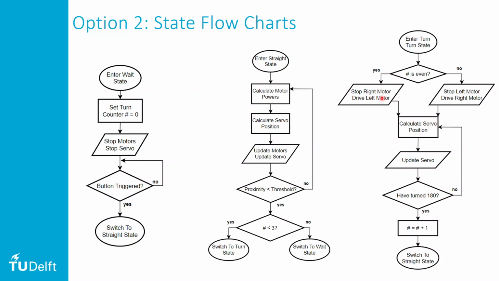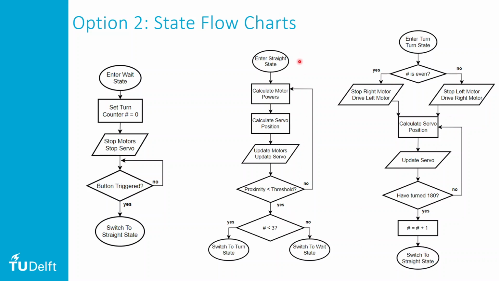The left and right motors are still just doing what we last told them to do. We calculate the new servo position, we update the servo, we check if we've turned 180, maybe not, do again, until eventually we have turned 180. At which point, we increase our turn counter by 1, because we've now completed 1 turn. And then we go back to the straight state. And we do the whole thing again, but now hash is equal to 1. So it is not even, which means we go here, we stop the left motor, we drive the right motor, so we turn left, and we go through again, then we go back to here.